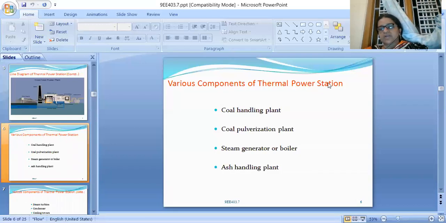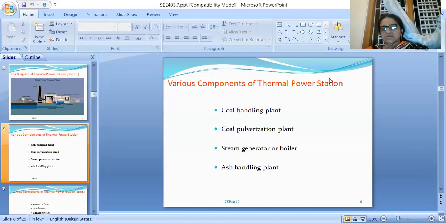Not only this, I have explained what is the importance of various components of a power station, what the main components of a thermal power station are, what the additional components are which help the main components, and what other miscellaneous components there are. In this class also we will deal with thermal power stations. The remaining part of the thermal power stations will be covered in this class.